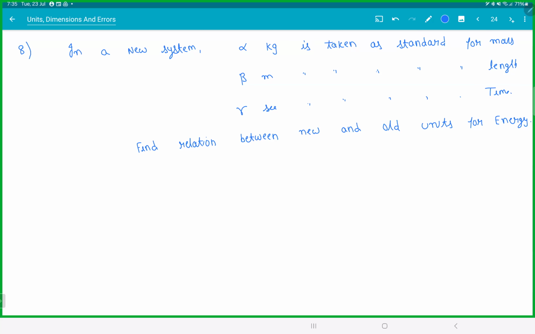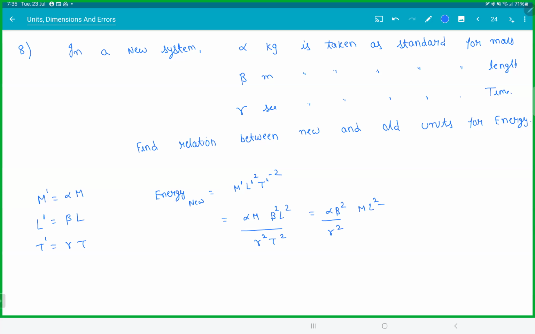Let's say the new mass will be alpha m, the new length will be beta L, the new time will be gamma T. So the energy, the new one, the dimensions would be m dash L dash square T dash minus 2. So alpha m beta square L square by gamma square T square. So alpha beta square by gamma square times ml square T minus 2. That is your old unit.